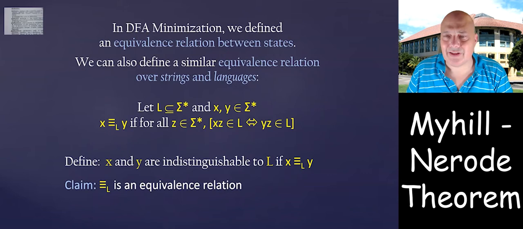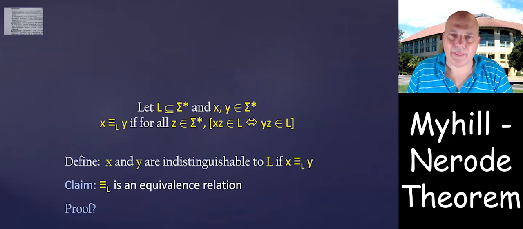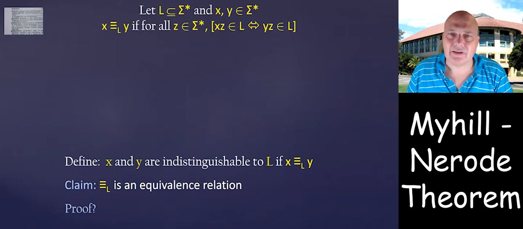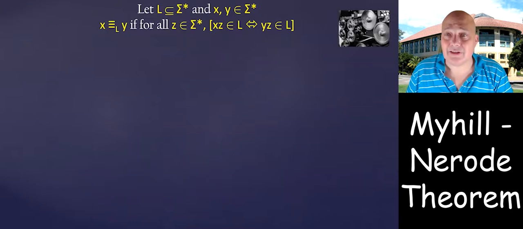A string is definitely equivalent to itself. X is equivalent to Y if and only if Y is equivalent to X. The definition here is completely symmetric. And the one that's a little bit more subtle is that if X is equivalent to Y and Y is equivalent to Z, then X is equivalent to Z. And the proof is just like we had in the last video.